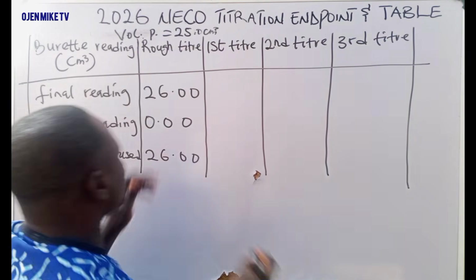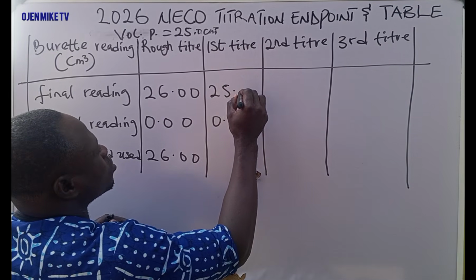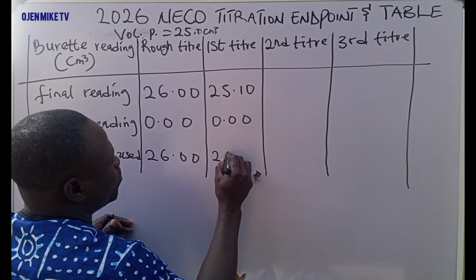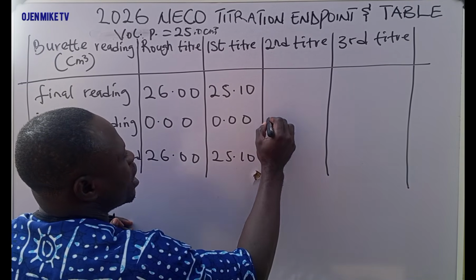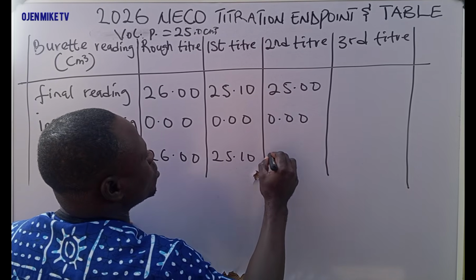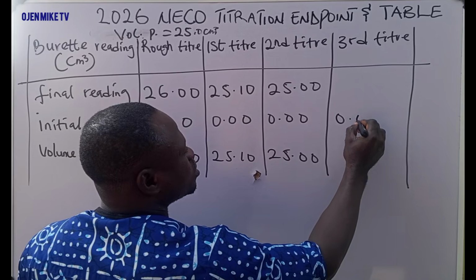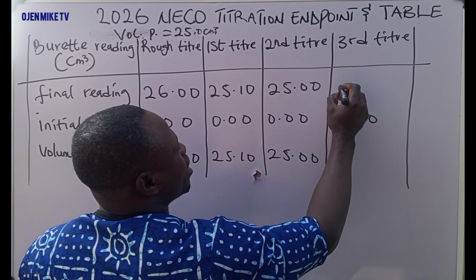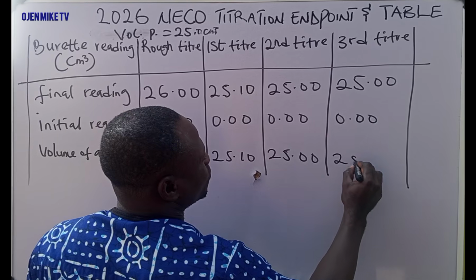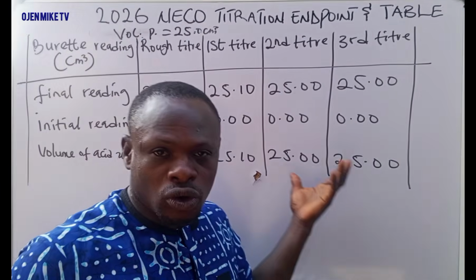All right. So I'll now say here is what, 0.00. Here I can say 25.1. 25.10. Here I have 0.00. I have 25.00. 25.10. Here I have 0.00. Here I have what? 25.00, and here I have 25.10. Now this is how your table should look like.